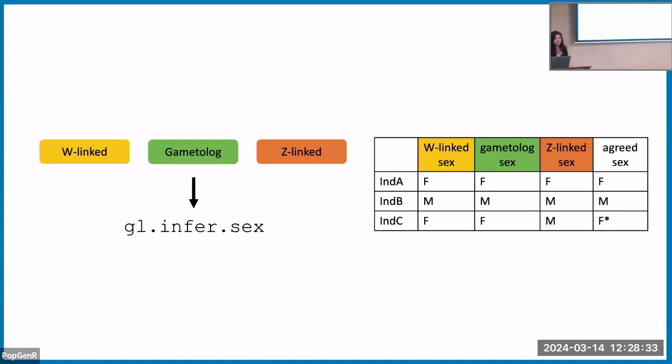So don't go just removing the asterisk and just keeping the sex that is there. You have to make the call. It is also the time in which you can go back and check your samples, check your notes of fieldwork, etc. You need to make the call. And the beauty of this function is that because you're using all the available evidence, your sex assignments are way more robust.